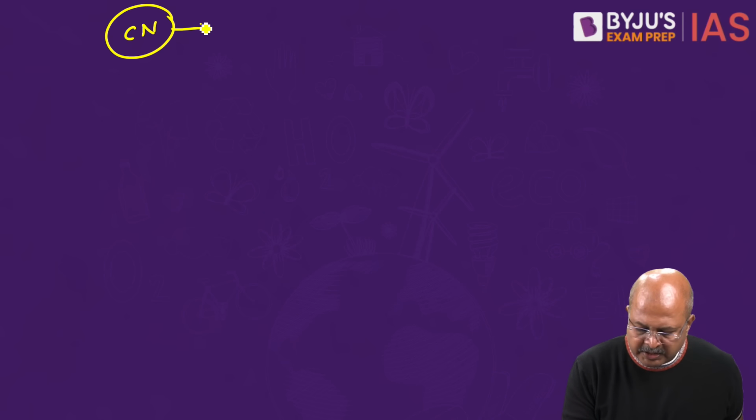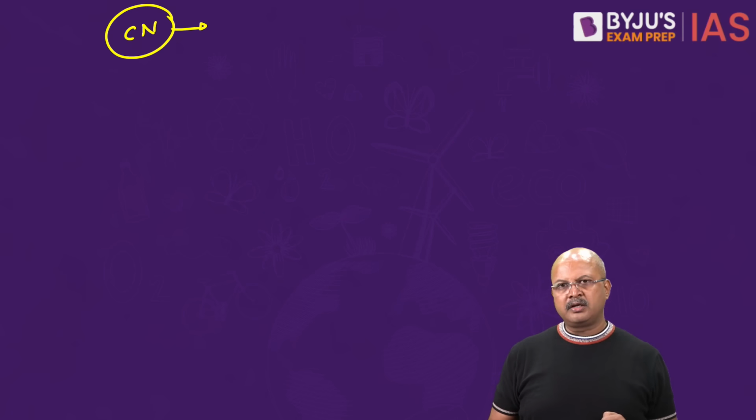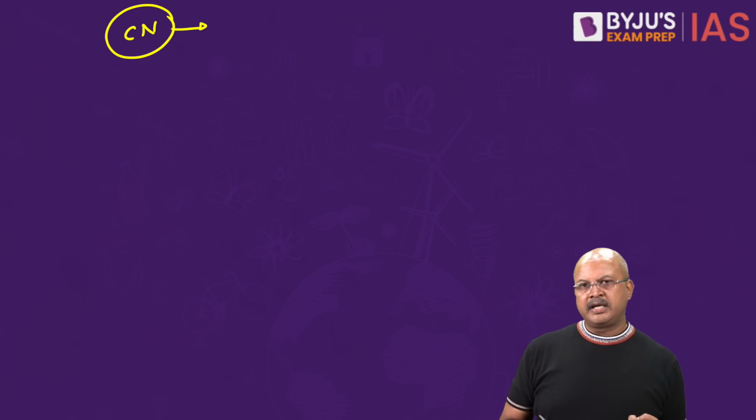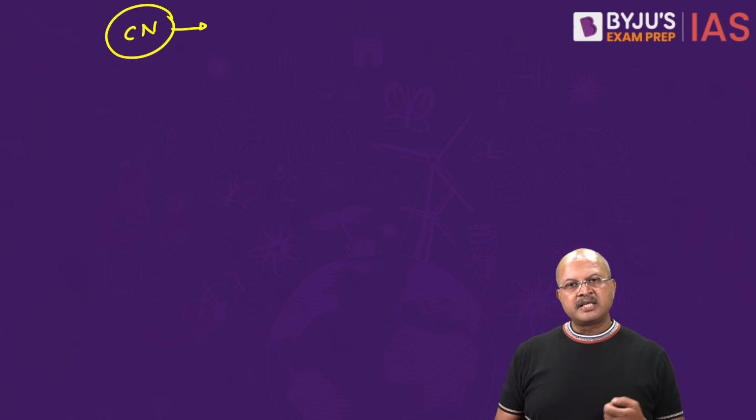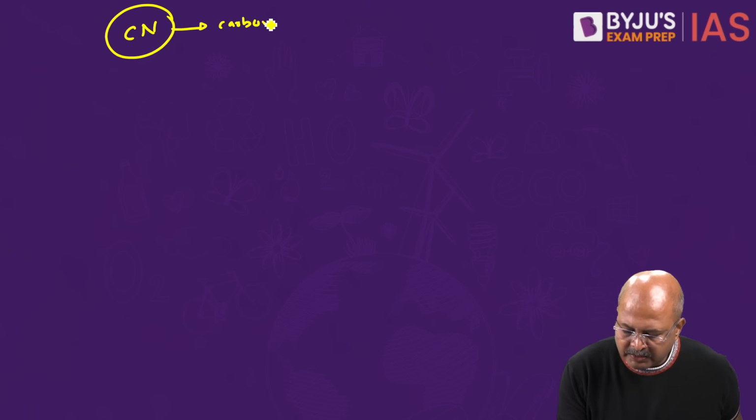Now, major things associated with carbon neutrality are that you should reduce the emission of greenhouse gases by moving towards clean energies. That is one aspect. Second one is carbon sequestration.